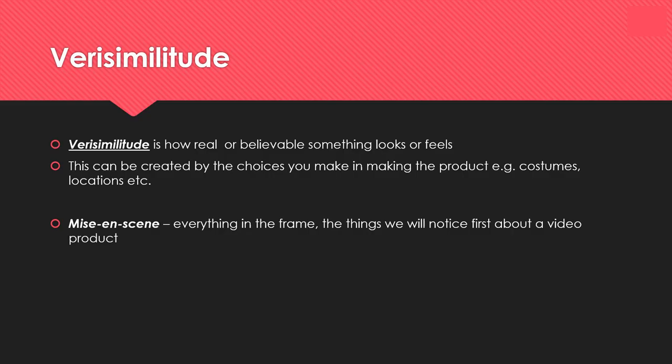One of the effects that you might want to get with the audience is verisimilitude. Verisimilitude is when something is believable, so how real or believable something is. To achieve verisimilitude, you need to think carefully about the mise-en-scène elements. How can you make something look professional, but also realistic and believable? If you think about costumes, locations, all that kind of stuff, you can make something look believable and real.